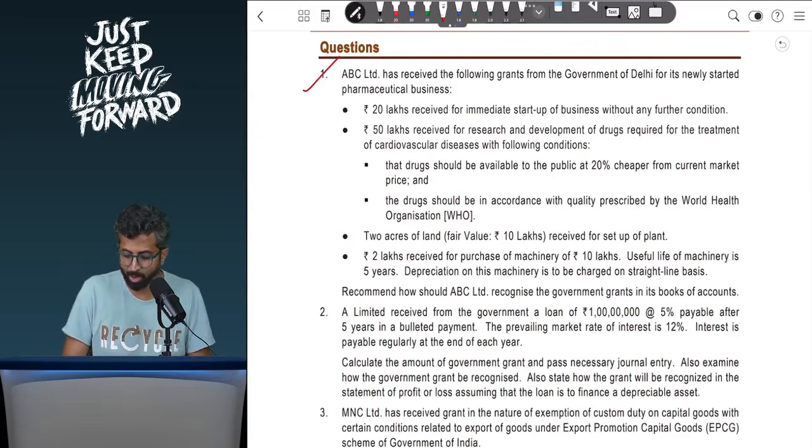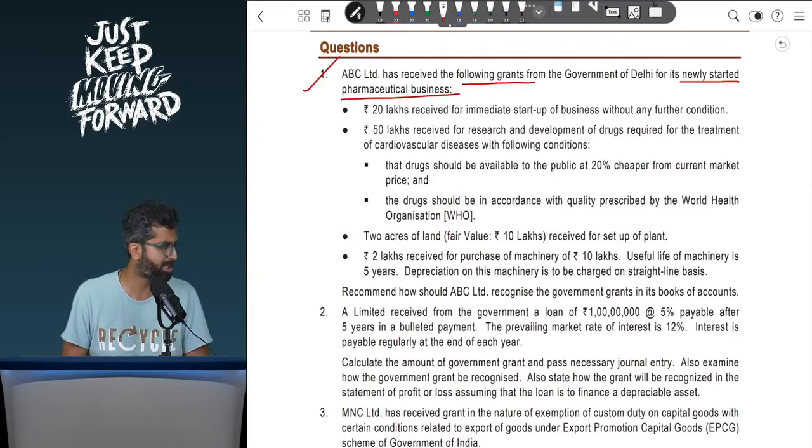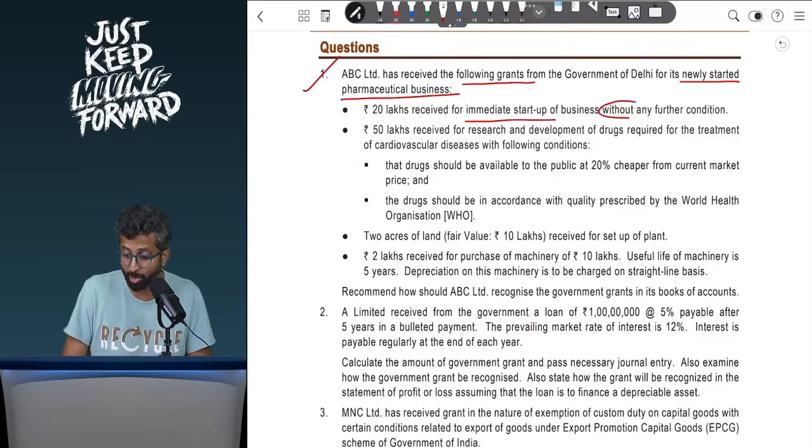There's a company ABC which has received the following grants from the government of Delhi for its newly started pharma business. First, 20 lakhs received for immediate startup of business without any further condition. So this is a grant which is not linked to an acquisition of asset, so it is a grant linked to income. And because there are no further conditions attached, we will take it to the P&L immediately.